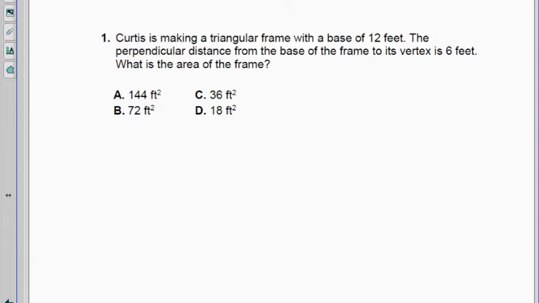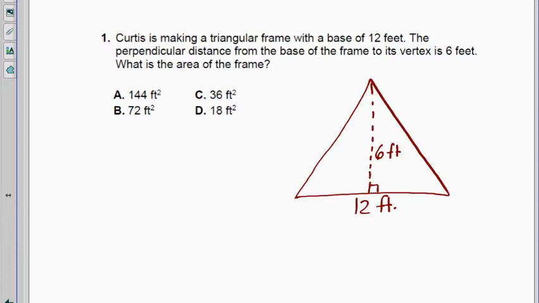So let's draw a quick drawing of what's going on. Let's sketch this out. Here we are, perpendicular, that means right angle. That's the height of the triangle. The base is 12. We're going to start with the formula: area equals 1/2 base times height. On the test, you need to write the formula. If you don't write the formula, you will lose points, so get that down.